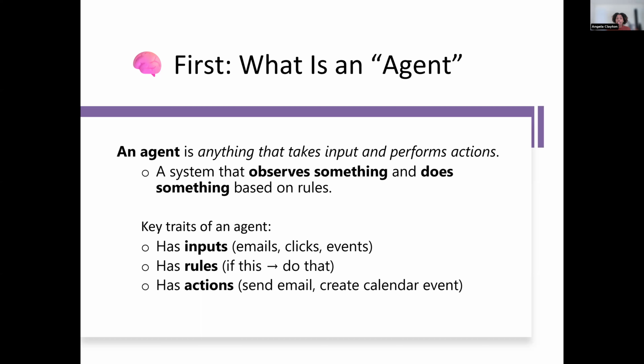The key traits: it has inputs, such as, in this demo, emails, clicks, and scheduled events. It has rules. I think the app was called If This Then That, and so the rules are: if this, then do that. You have that with the assistants around your house. If it's 7 o'clock, turn on the lights, and then it performs an action. That action is turning on the lights. An assistant is very similar to an agent, but not necessarily the same. We'll talk about that at the very end. Sending an email is the action, creating a calendar event is an action. Again, think about it like an intern: you tell them to do something, they follow the rules, and they get it done.